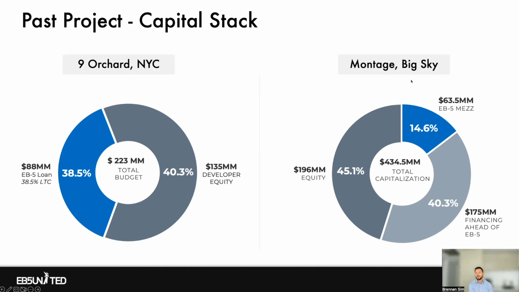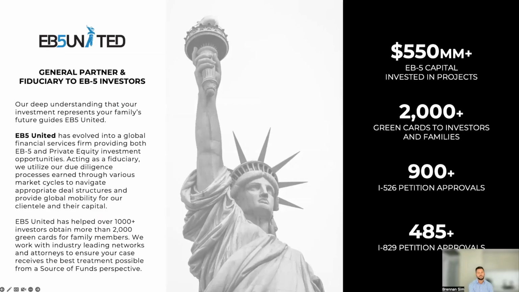Here was the Montage in Big Sky, Montana. This was a rural project that we did in 2020 and 2021. And so we were able to raise some EB-5, a mezz loan. We had $175 million of senior financing from a bank. And then we had some EB-5, and then $196 million of developer equity. This level of developer equity is just not really seen in the industry. This is a very high number, very secure number. Both these projects are now open, very successful, and things are going great.